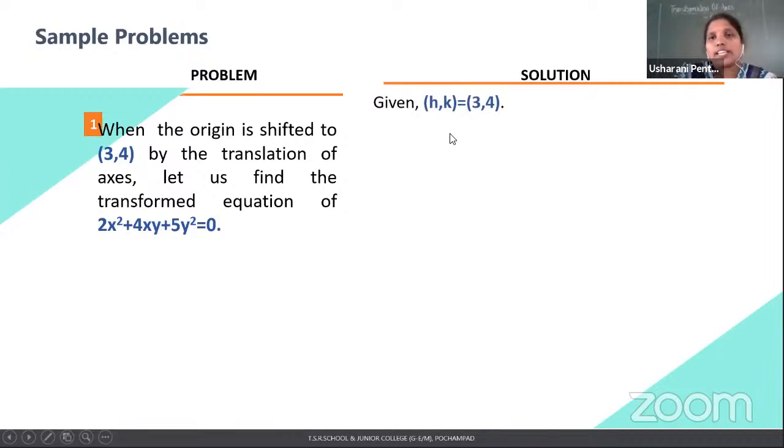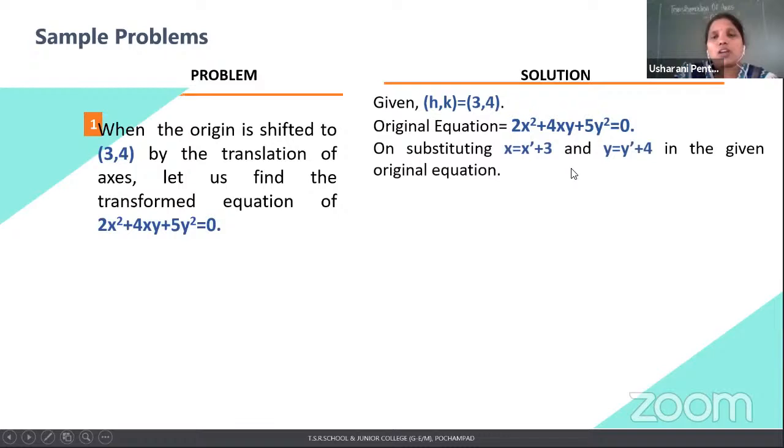So they have given (h, k), that is (3, 4), and the original equation 2x square plus 4xy plus 5y square is equal to 0. Now, we know the formula: x is equal to x dash plus h, and y is equal to y dash plus k. By substituting (h, k) in this formula, we get x is equal to x dash plus 3 and y is equal to y dash plus 4. In the original equation, we will get the equation of the transformed system.